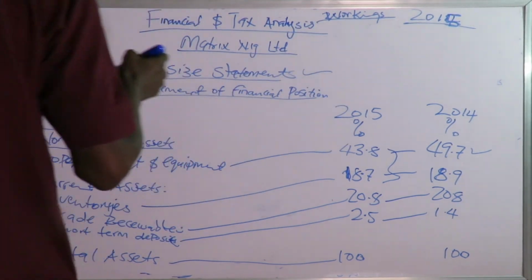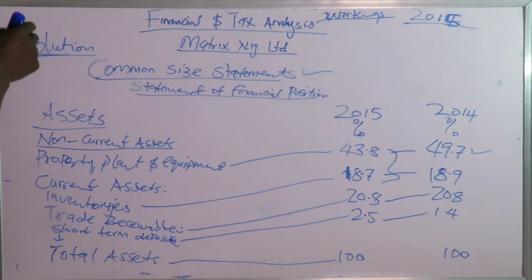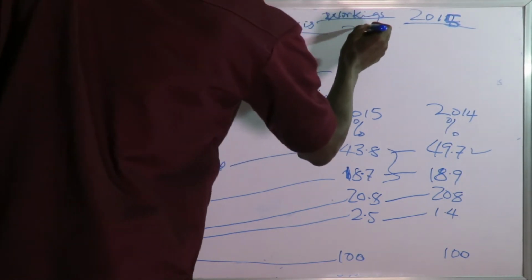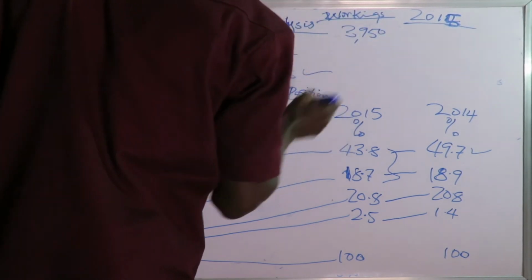So for 2015, what is the figure for our total asset? It is 3,950. Let me confirm it very well. Yes, 3,950. Check the question, and you will see 3,950 for 2015. That is the figure: our total asset for 2015.